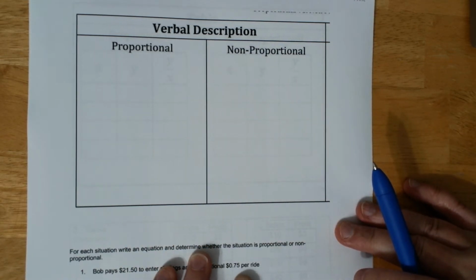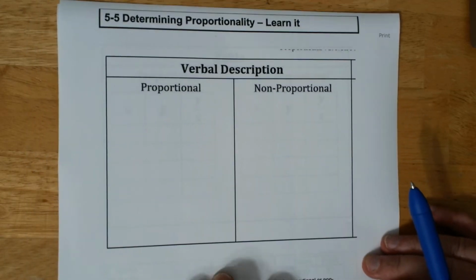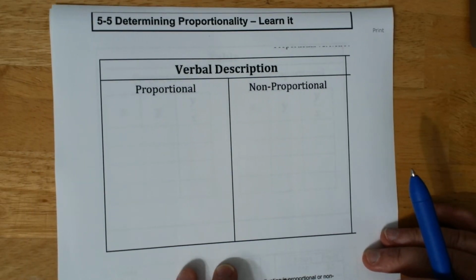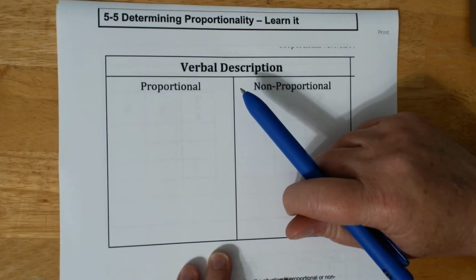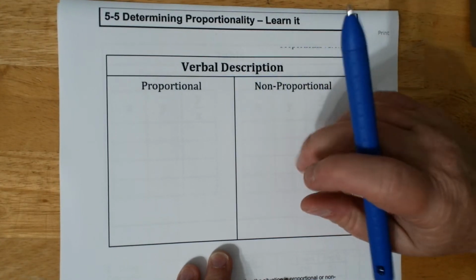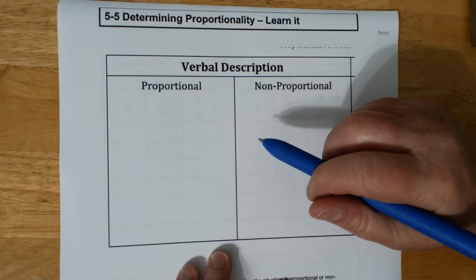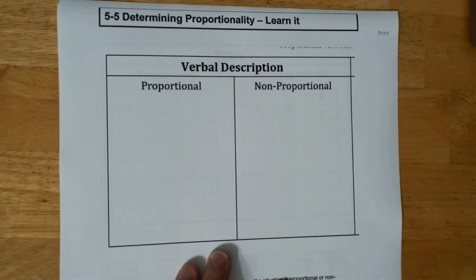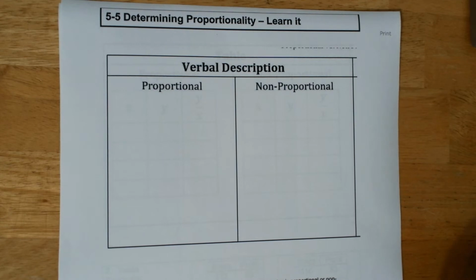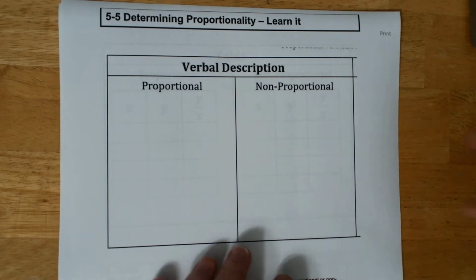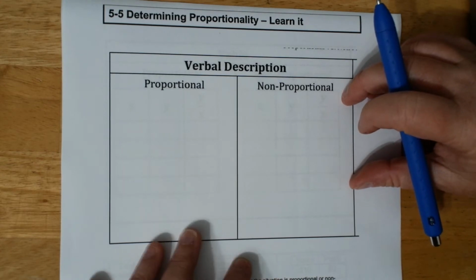We are going to spend 2 days on how to find out whether something is proportional or not. And the first way we're going to talk about is to describe whether something is proportional using a verbal description. So you're going to have a scenario or a situation, like a story, and you're going to have to decide whether it is proportional or non-proportional.